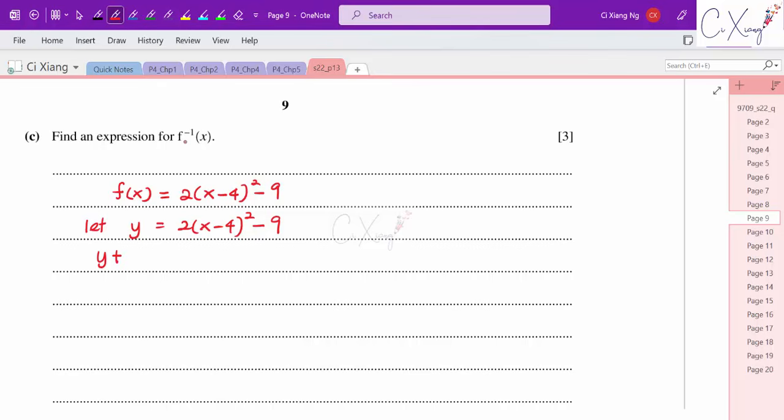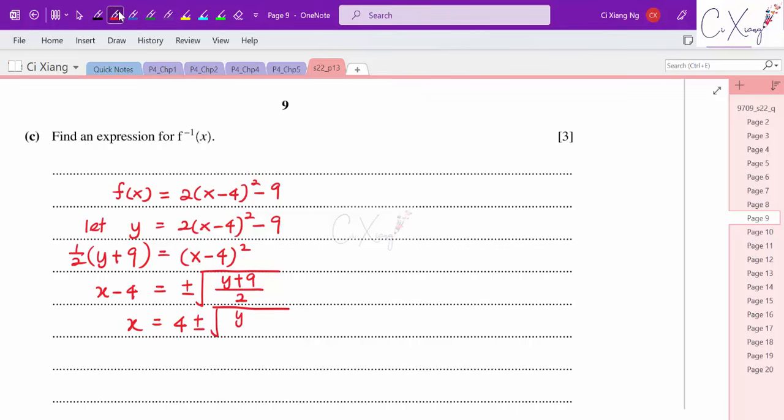So I try to move all the terms slowly to one side, and I just want to make sure that I keep the x on the left. When I take the square root, I will have plus or minus the square root of (y plus 9) divided by 2, and after that I'm looking for x equals 4 plus or minus the square root of (y plus 9) divided by 2.